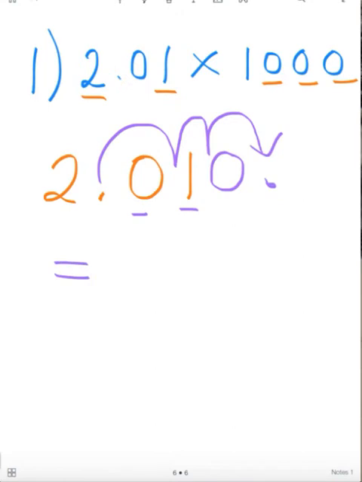So my answer will be, I can cross that one off. It will be 2, I've got 2, 0, 1, 0, and a decimal point. So that decimal point, because it's sitting at the end, it can just be invisible. So my number is now 2010. Nice and easy.